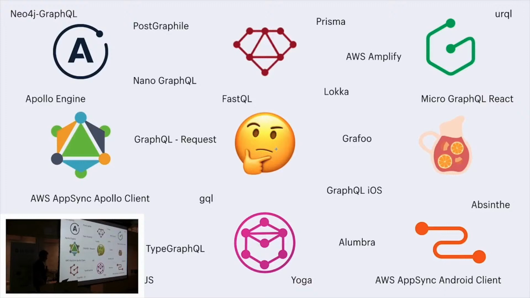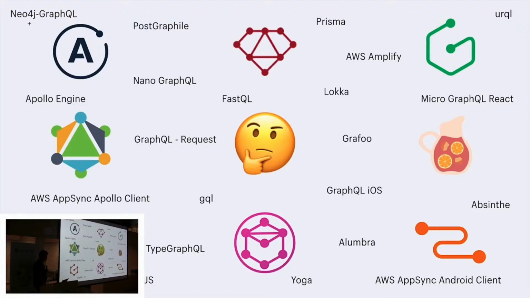We have GQL, Type GraphQL, GraphQL iOS, FastQL, Nano GraphQL, and Prisma, which is kind of the latest technology, known as a lightweight ORM for Node.js connecting to all different databases. And there is Yoga, a library helping us to create a GraphQL server. URQL, Neo4j GraphQL, which supports the integration with Neo4j and exposes the data in GraphQL queries and mutations. Apollo is already a popular stack.